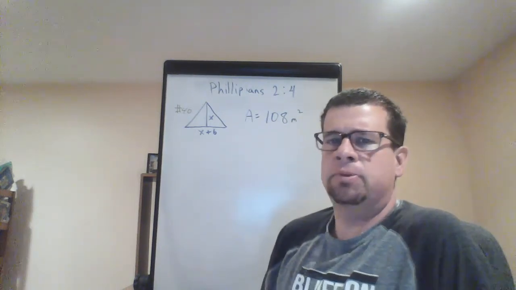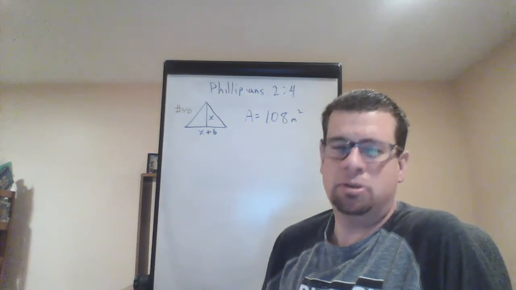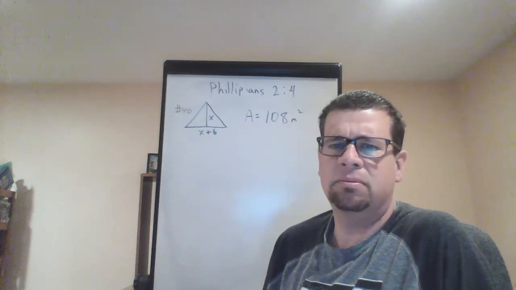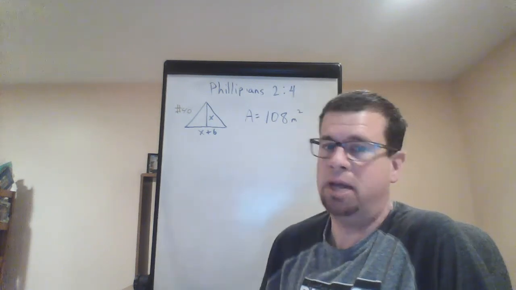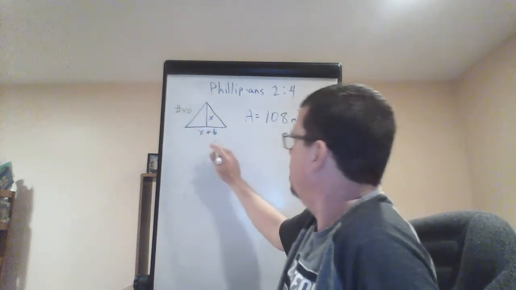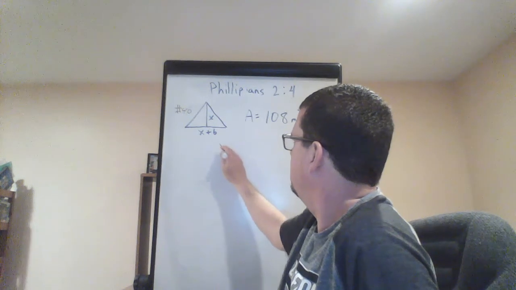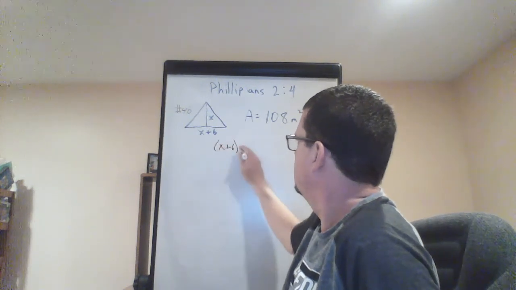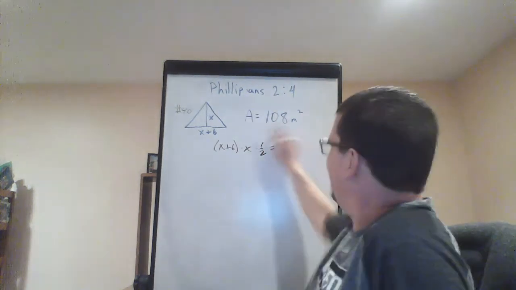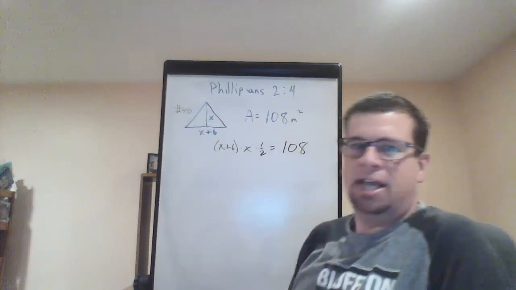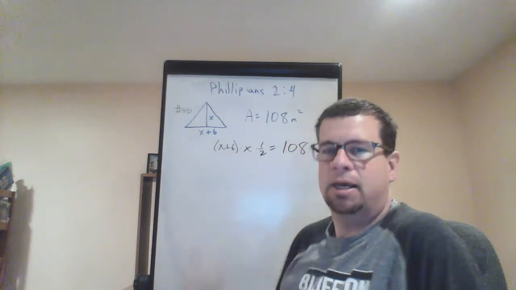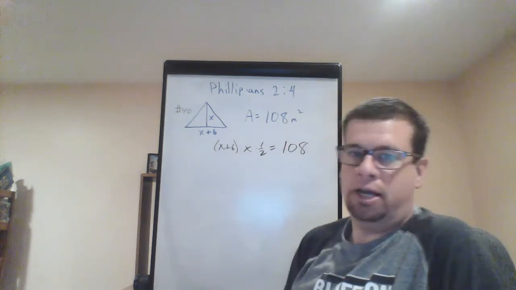All right, so if we look at this, the first thing we have to remember is how do you find the area of a triangle? And that is base times height divided by 2, or 1/2 base times height. So the area of this triangle, forget about this for right now, is base x plus 6 times height times 1/2. And then they tell us what that answer should be. We should get an answer of 108 here. So there's the equation that I want to solve. Base times height times 1/2 should give me 108.